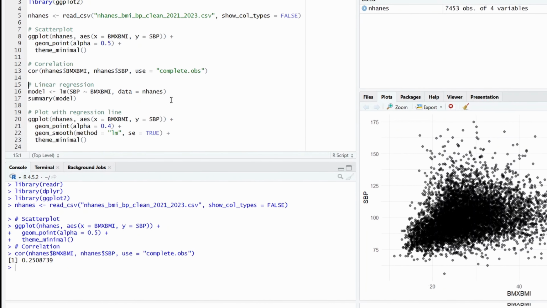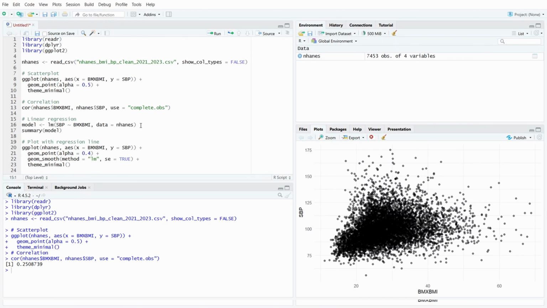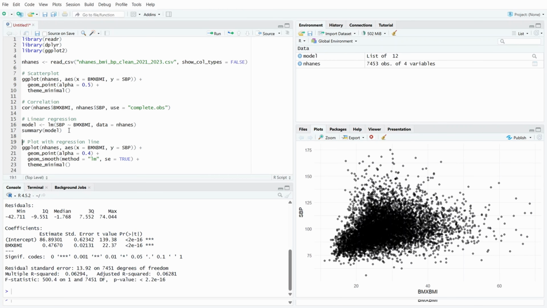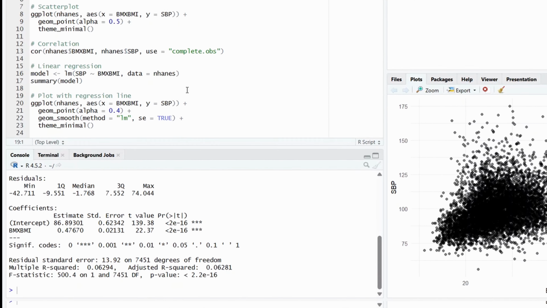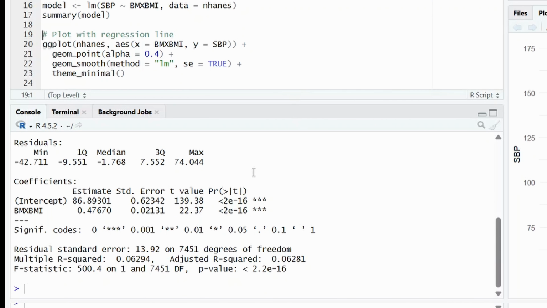Now we take it one step further with a linear regression model. By running lm of SBP tilde BMI, this gives us an intercept, a slope coefficient, a p-value, and an r-squared value. The slope tells us how much systolic blood pressure is expected to increase for every 1 unit increase in BMI. If the slope is positive and statistically significant, that provides evidence that BMI is associated with blood pressure. We have a lot to unpack from this result, so let's dive right into it.